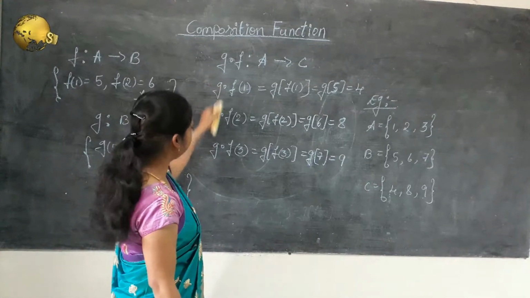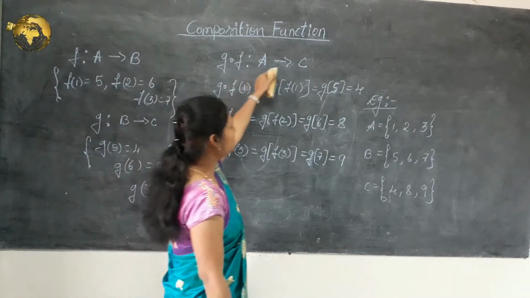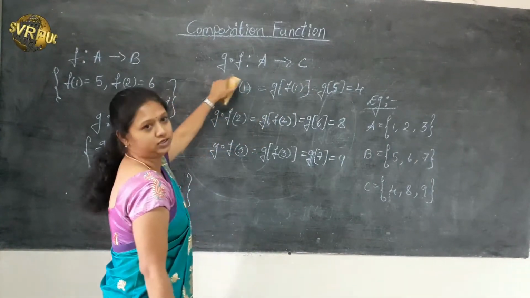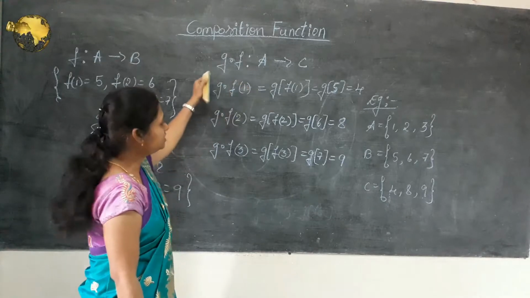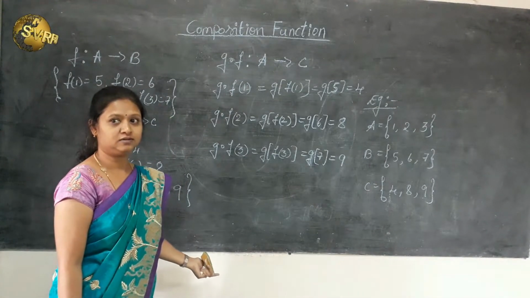So like this we will define the composition function from A to C, where we merge the two functions. Okay, it's a general set defining method. Clear?